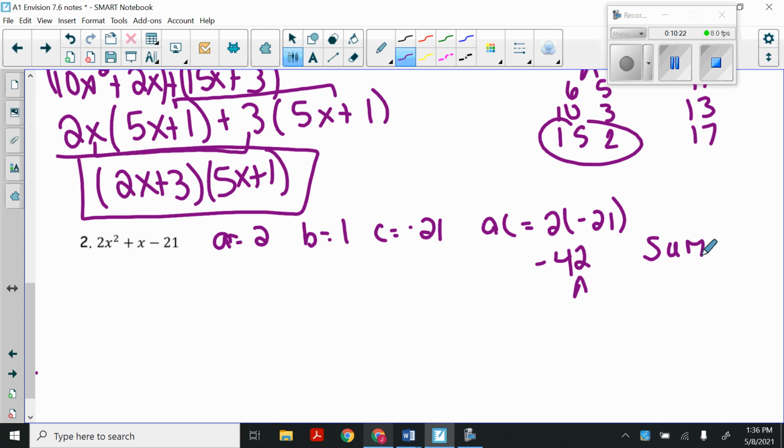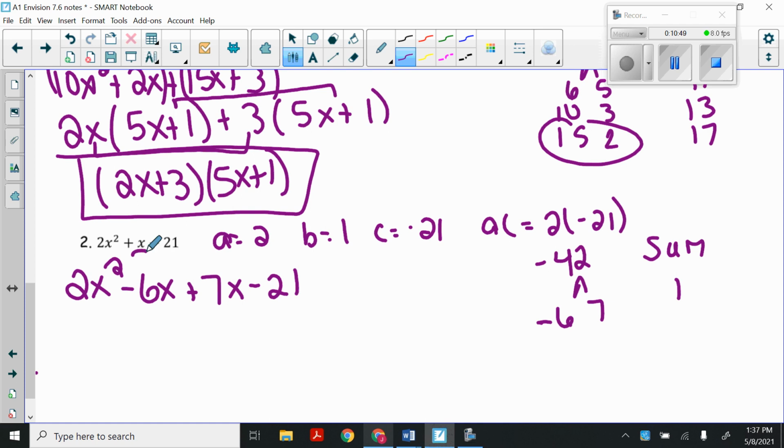I know that I can multiply 6 and 7 together to get 42. I'm trying to add them to get a positive 1. So if I have a negative 6 and a positive 7, I get a negative 42, and add them to get a 1. So I'm going to rewrite this, and out of those, my negative 6 is smaller. So I'm going to write 2x squared minus 6x plus 7x minus 21. So negative 6x plus 7x is the same thing as saying plus 1x.